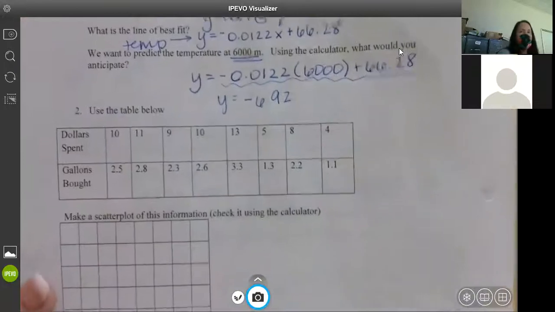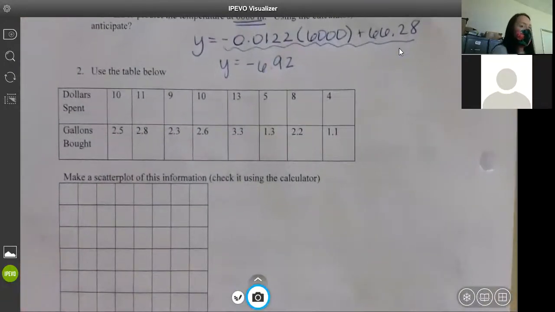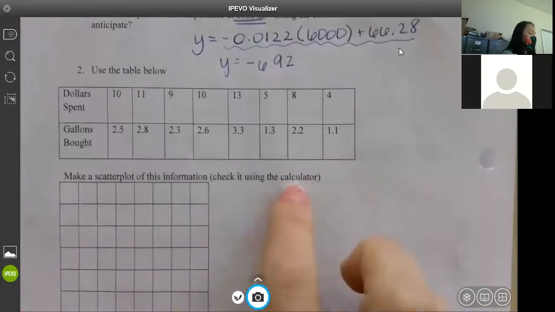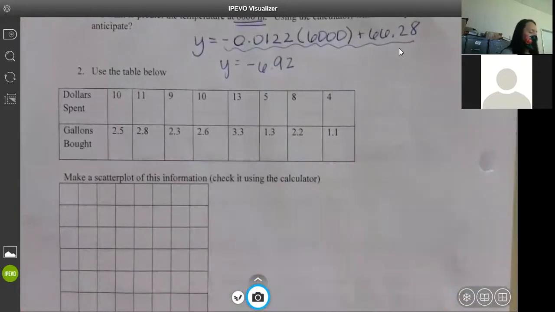I just wanted to clear that up for you. It doesn't matter what it is, okay? Extrapolation can cause crazy answers. Interpolation does not. All right, so we're going to do the same thing. I don't care about the scatter plot. We're not going to do the scatter plot, but we are going to put this in our calculator. So let me tell you how to do that real fast.